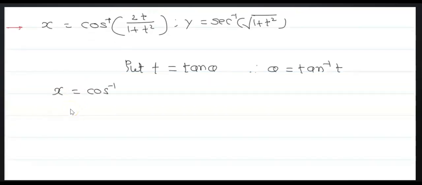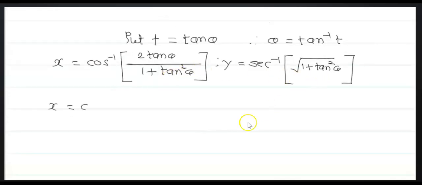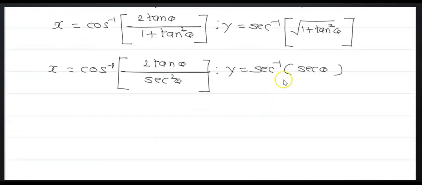Therefore, you will get cos inverse in bracket 2 tan theta upon 1 plus tan square theta, and y is equal to sec inverse of root of 1 plus t square. Substitute t is equal to tan theta. Therefore, you will get cos inverse 2 tan theta upon 1 plus tan square theta. 1 plus tan square theta is sec square theta. And y is equal to sec inverse.